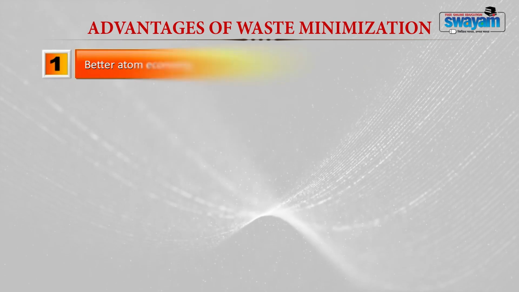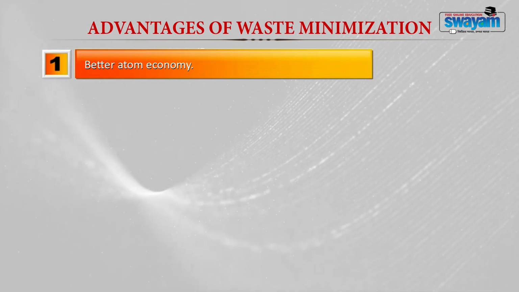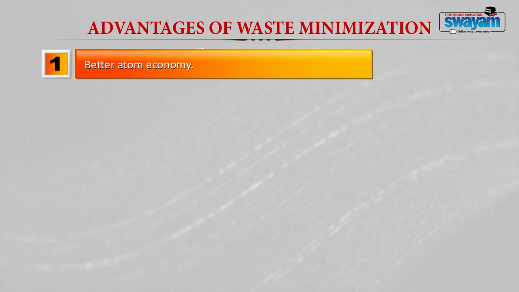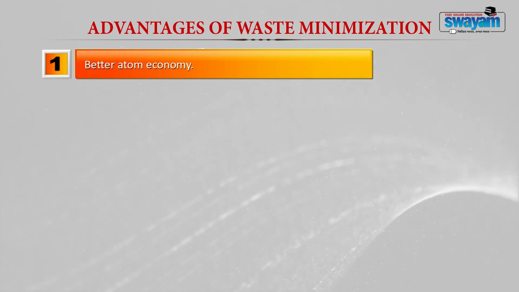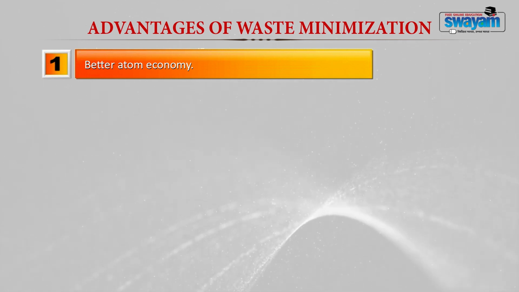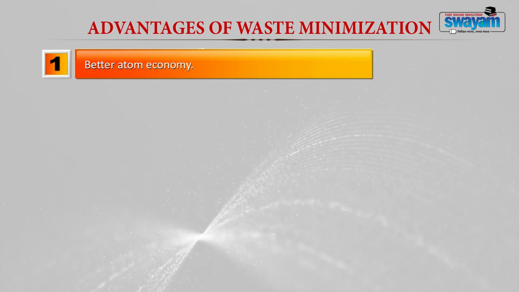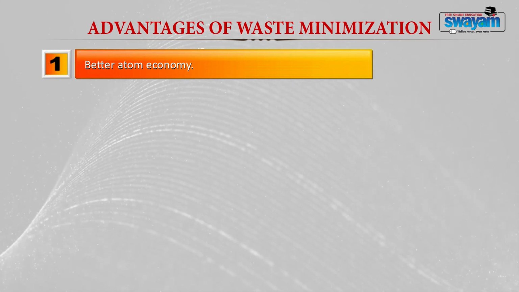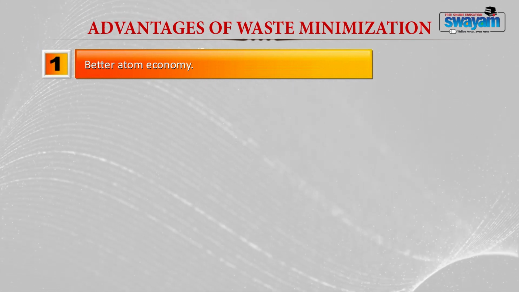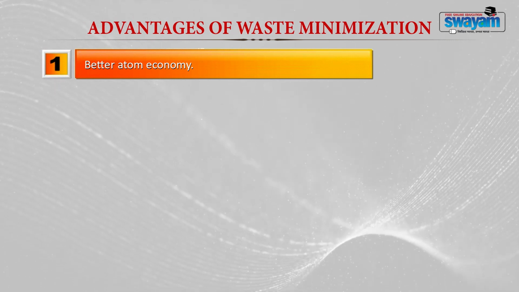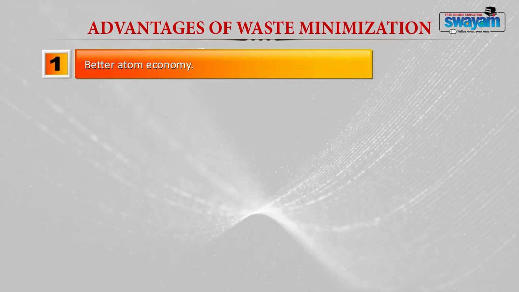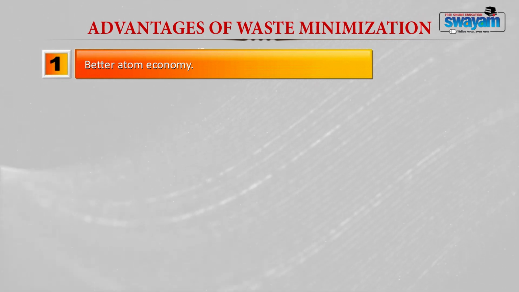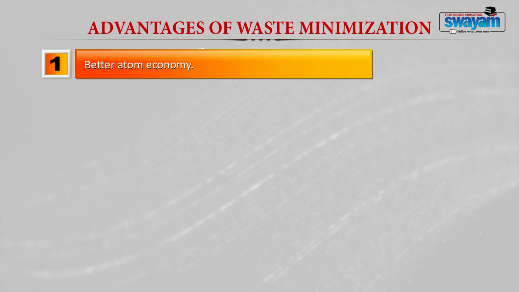The first one is better atom economy. Better atom economy means better use of the resources, meaning whatever raw material you are adding in a process, the maximum of that should be converted into product. Suppose you are adding 100 atoms and all the 100 atoms are converted into product; at that time there will be zero waste. If we are adding 100 atoms and only 50 of them are converted into product, it means the 50 remaining atoms will go into waste. So, we should look for better atom economy.